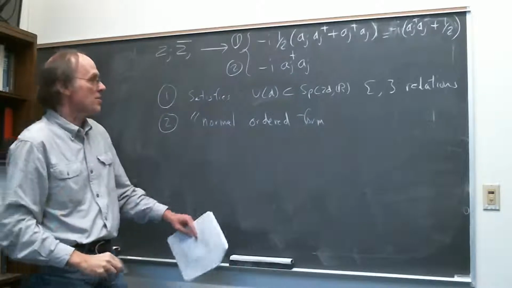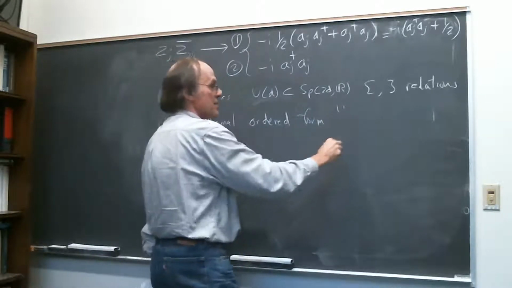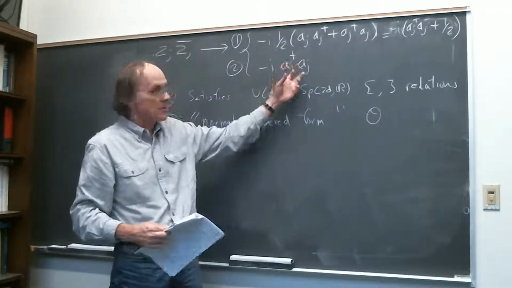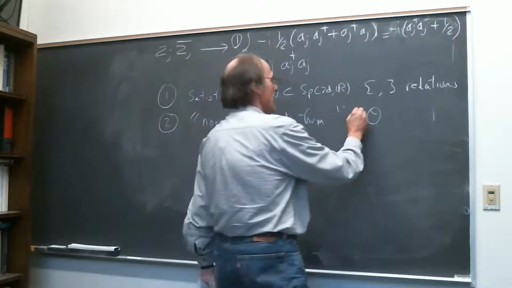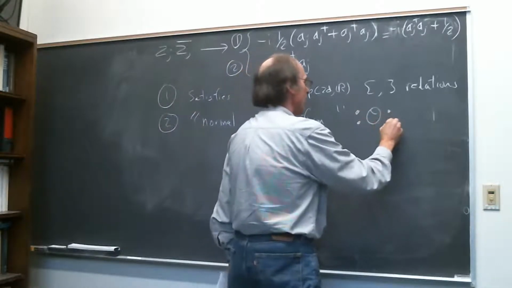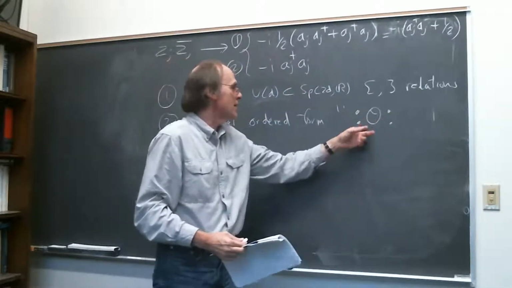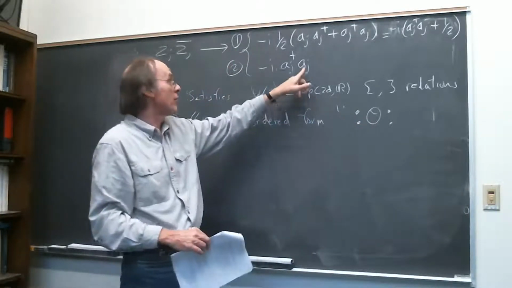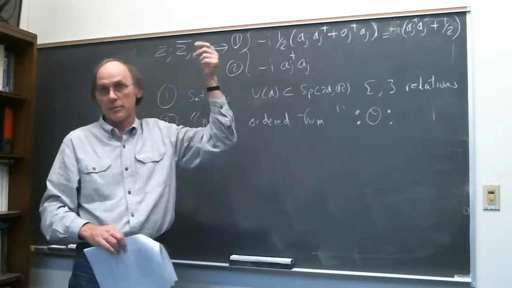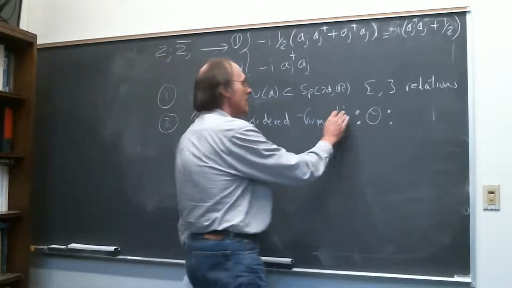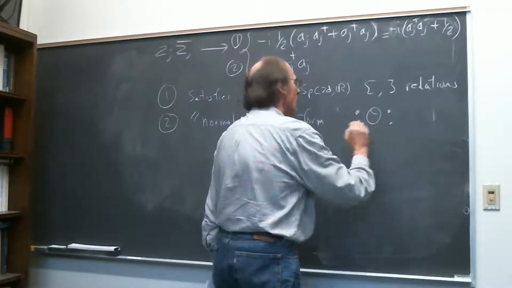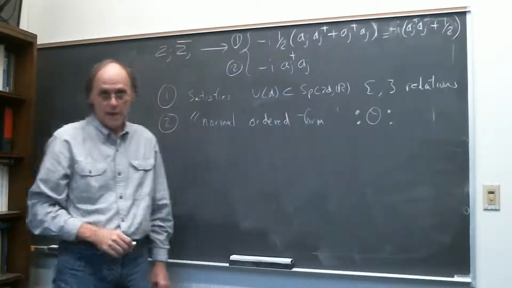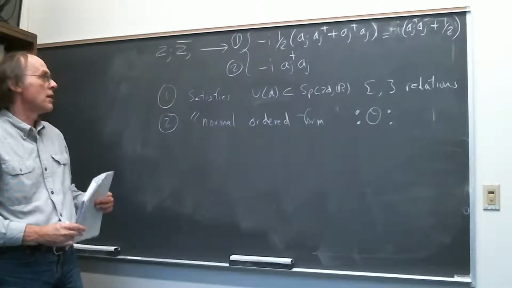And so sometimes you'll see, if you have an operator that can be written in terms of some combination of these guys, if you put this symbol in front of it, what this means is put all of the annihilation operators to the right and all of the creation operators to the left. So these are what are called the normal ordered version of these operators, and this is what I'm going to actually use.